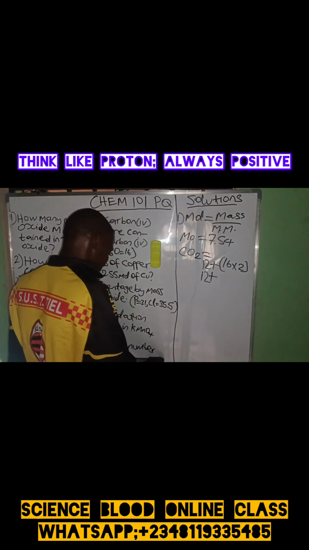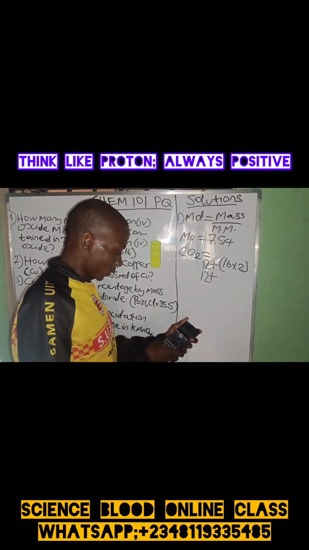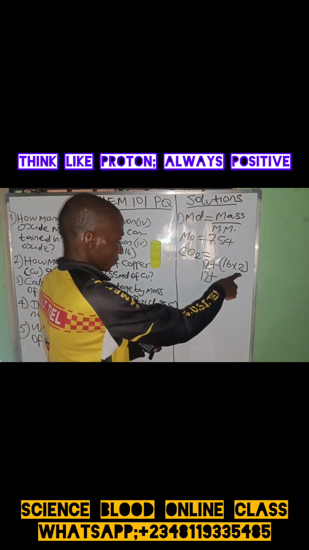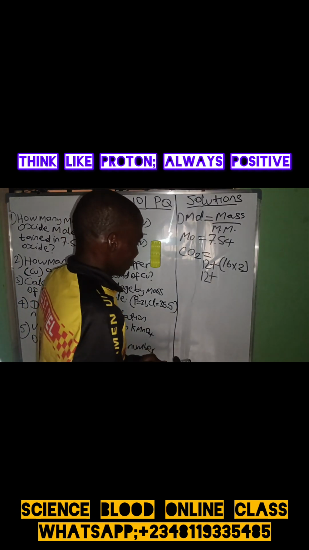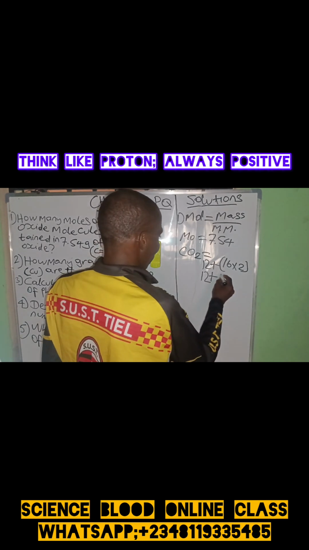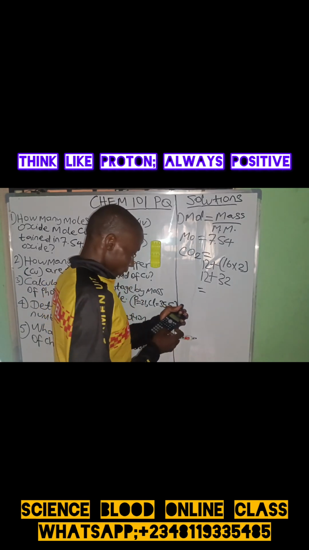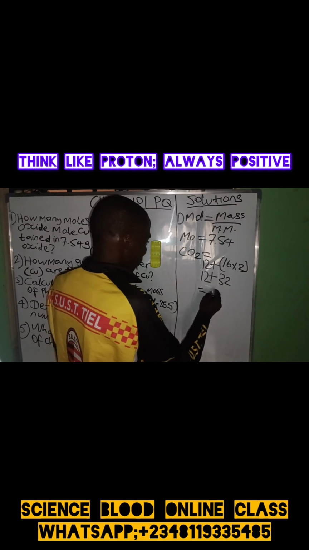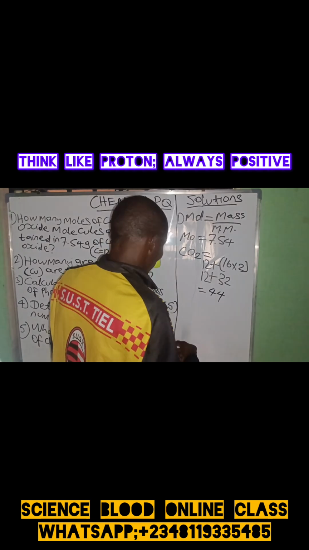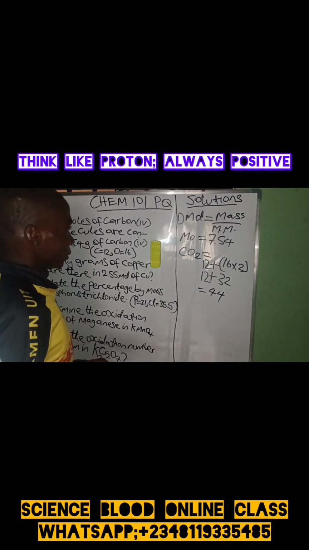Okay, so let us make use of our calculator so that we can be faster on this. So here we have 16 times 2 equals 32. Therefore, we have 12 plus 32 will give us 44. So the molar mass of carbon dioxide here is 44.